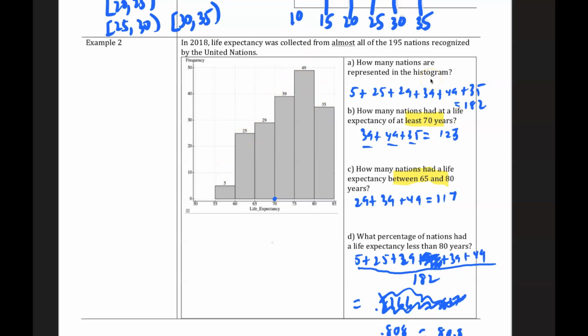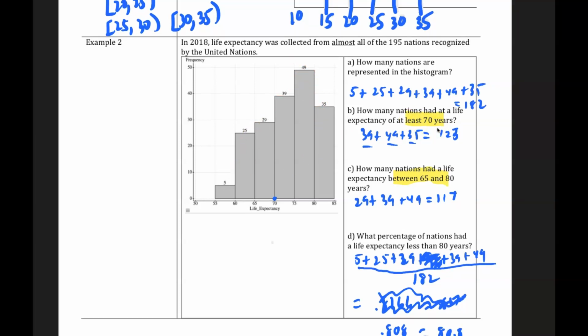So how many nations were represented in the histogram? Again, there's 195 nations in the United Nations. This one represents almost all of them, 182, right? You get that by adding up each of those heights of the bars.